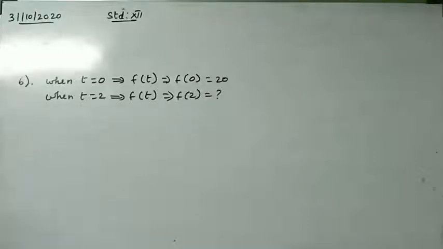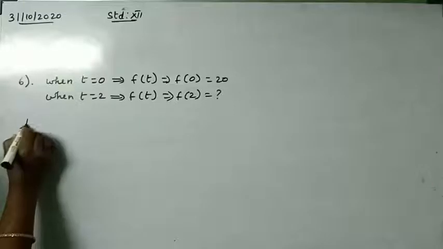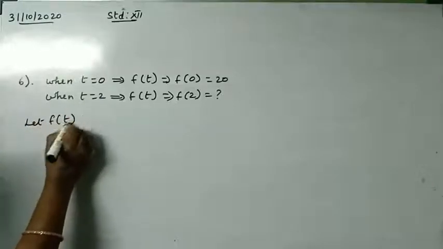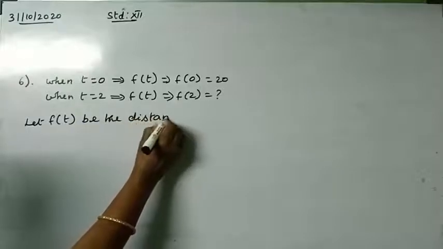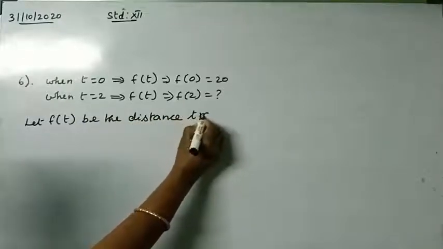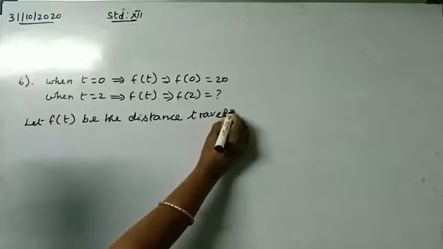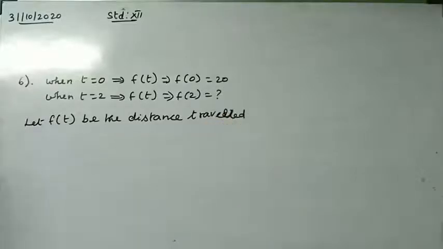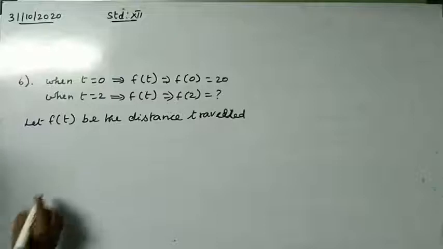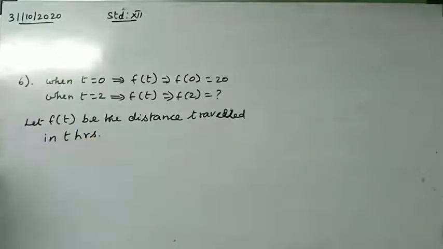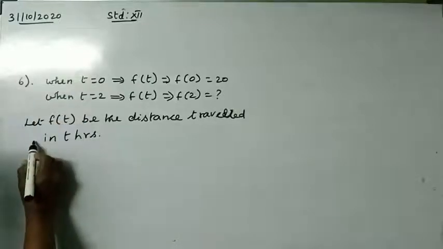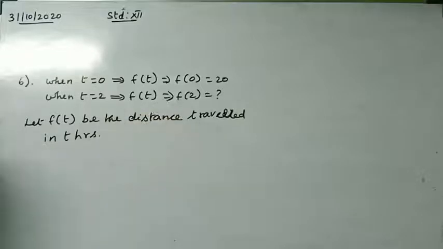Before that, let f of t be the distance traveled by the race car driver in t hours. Therefore, when t equal to 0, first you write this, then you write these two conditions.